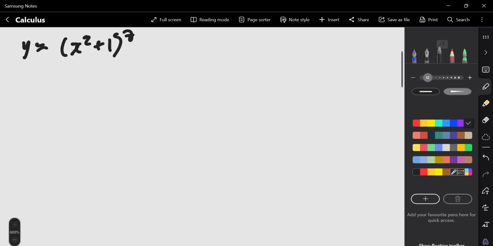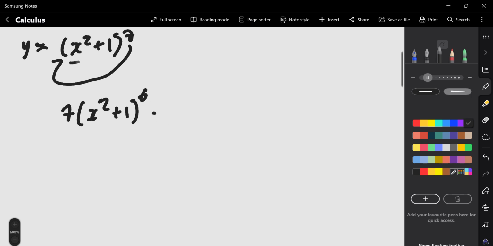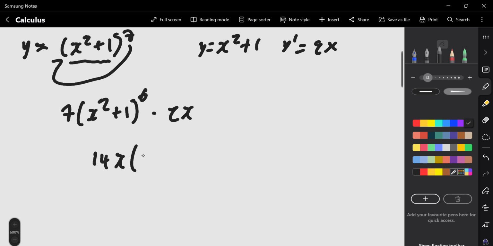Let's go. x squared plus 1 to the 7. Let's walk through this one as well. Bring the power down like you would. 7 lots of x squared plus 1, take 1 away, 6, times by whatever the derivative of this is. Well, x squared plus 1, let's go y equals, y prime is going to be 2x. So now times through by 2x. You're going to get 14x lots of x squared plus 1 to the power of 6. And so that's how you're going to do that function there.